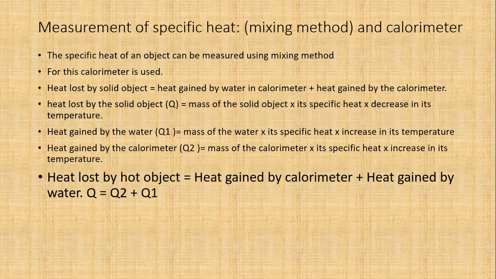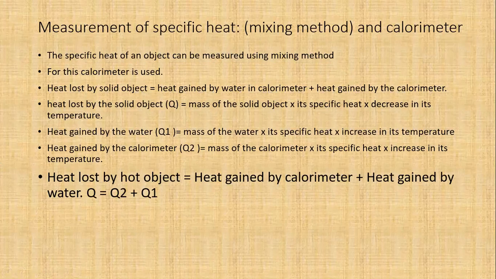Now, the last part of the chapter, measurement of specific heat. That is mixing method and calorimeter. The calorimeter we have to use for measurement of specific heat. The specific heat of an object can be measured using a mixing method. For this, the calorimeter is used.